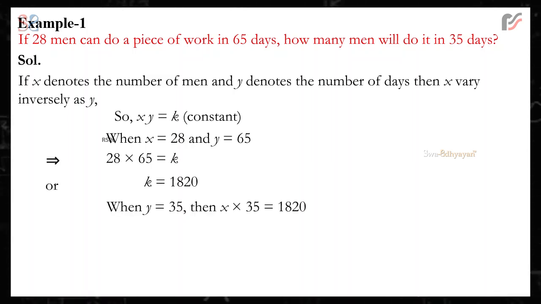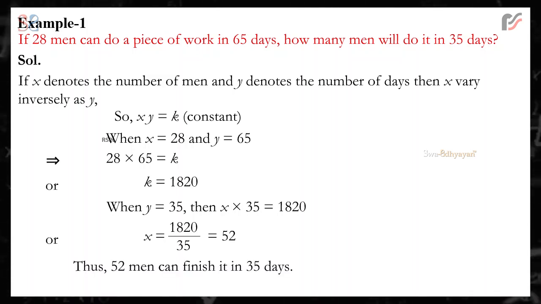When y is equal to 35, then x into 35 is equal to 1820, or x is equal to 1820 upon 35 is equal to 52. Thus, 52 men can finish it in 35 days.